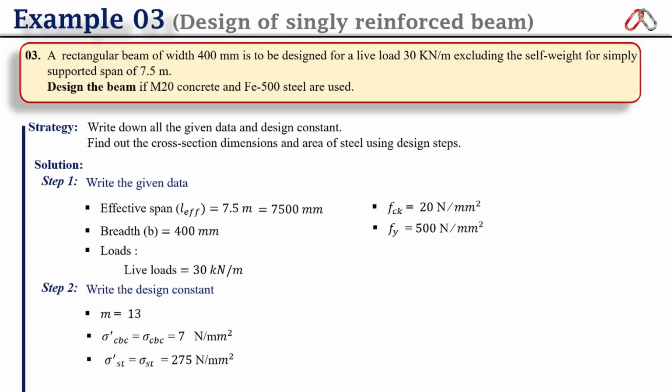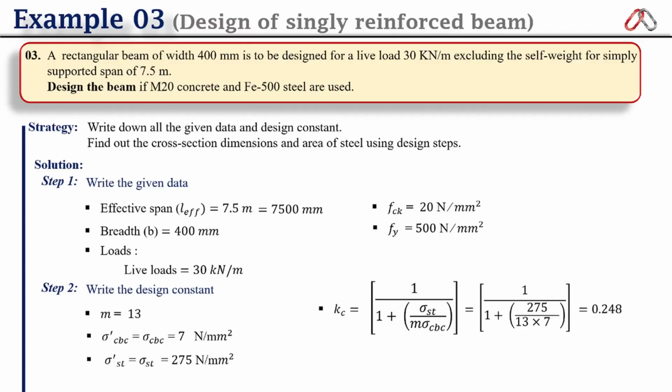Next is the critical neutral axis coefficient kc, and we know the formula of kc as 1 upon 1 plus sigma st upon m sigma cbc. Here we put all the values of sigma st and sigma cbc, and the final value is 0.248.